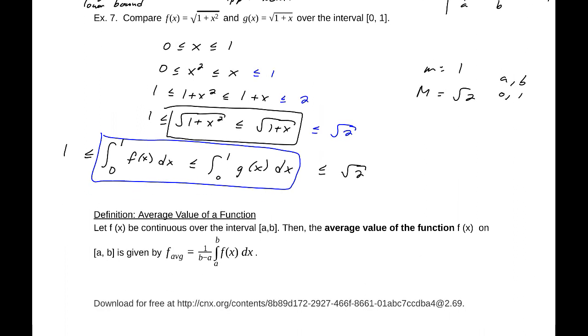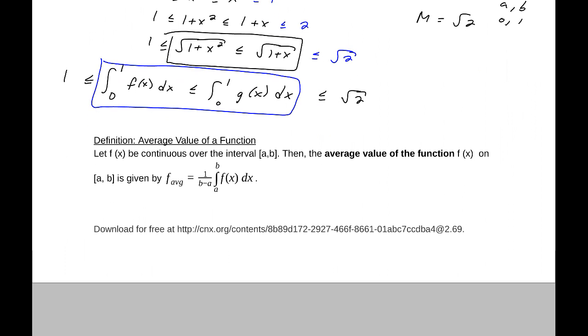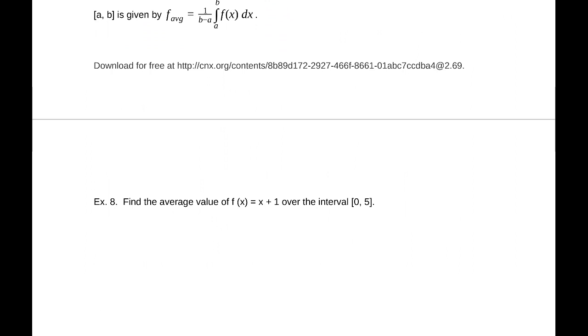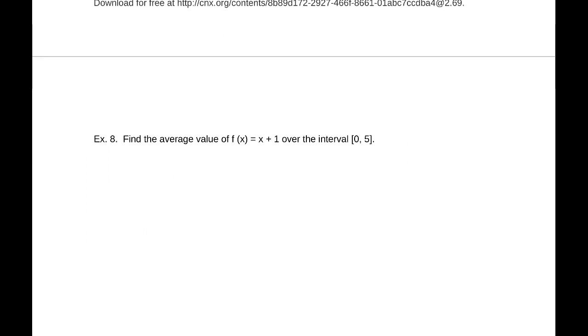All right, one last thing we need to touch on, and that is the average value of a function. The average value of a function is given by f average equals 1 over b minus a times the integral from a to b of f of x dx. So let's find the average value here. What we're doing is we're finding the area and then dividing by our interval. So that should make some sense.